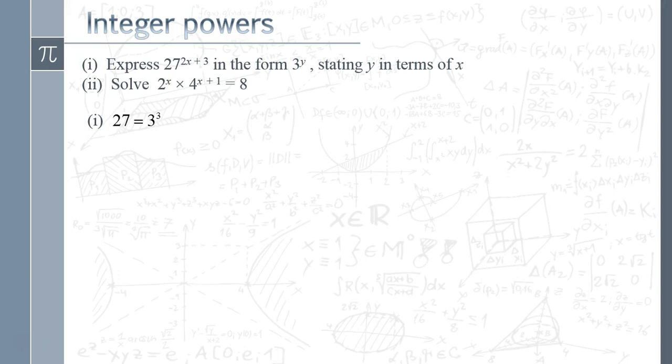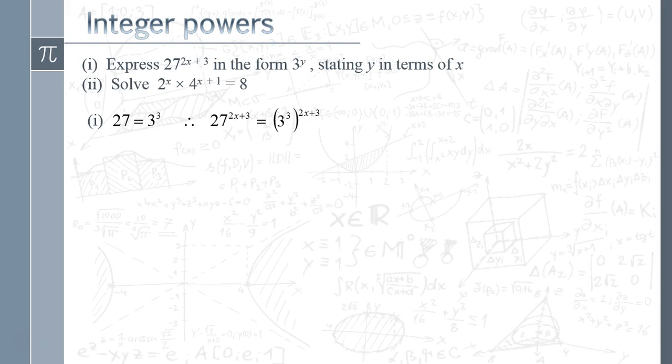First thing we know is that 27 is 3 to the power 3. So we've got to state this in the form of 3 to the power y, so getting that 27 written as a power of 3 is always going to be your first step. And so now that 27 to the power 2x plus 3 can be written as 3 cubed to the power of 2x plus 3.